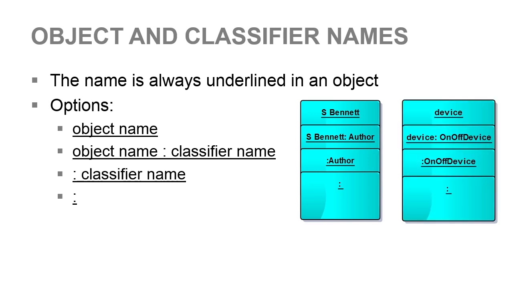If we're working with objects that will exist at runtime, the names that we assign to them are more likely to be the kind of names that you would use for variables in a programming language. In this case, an example of the unnamed object with no class, the colon on its own, might be an anonymous inner class used to provide a callback in GUI programming.